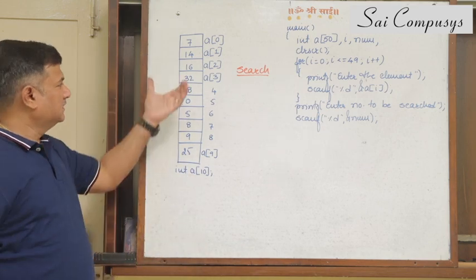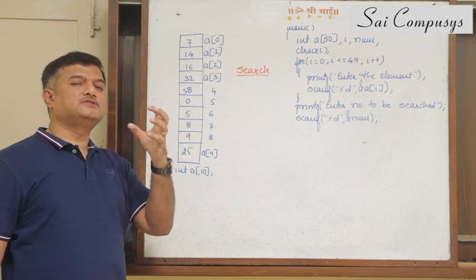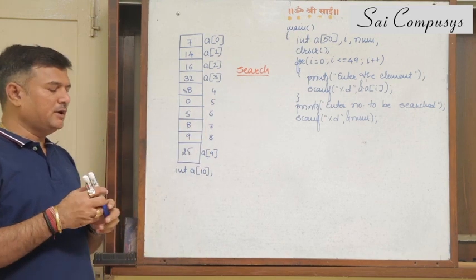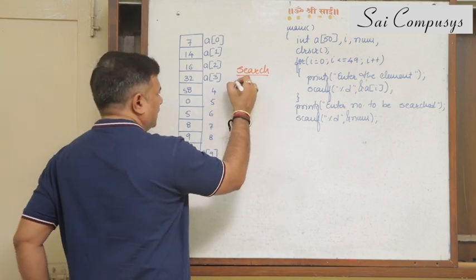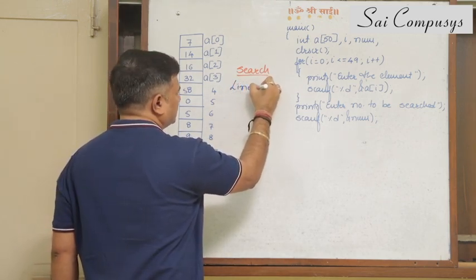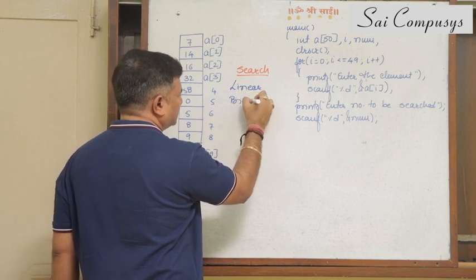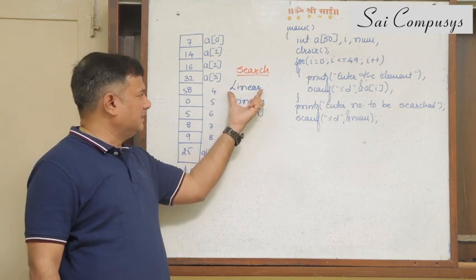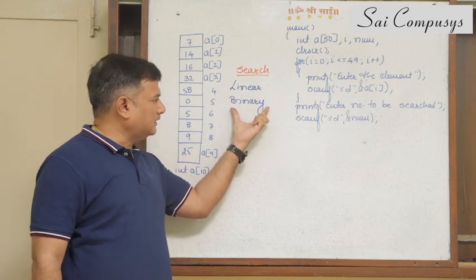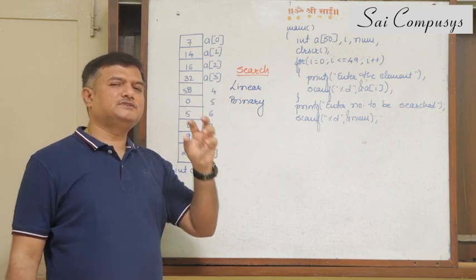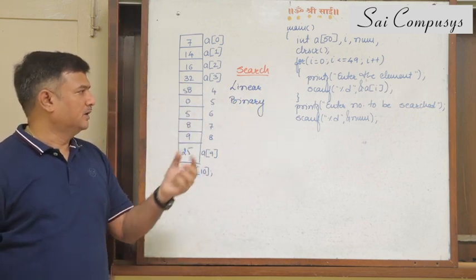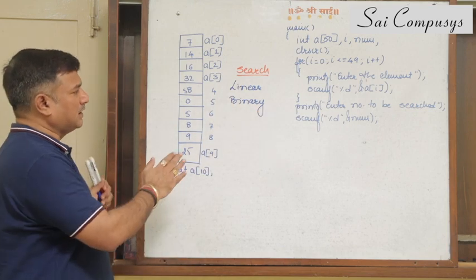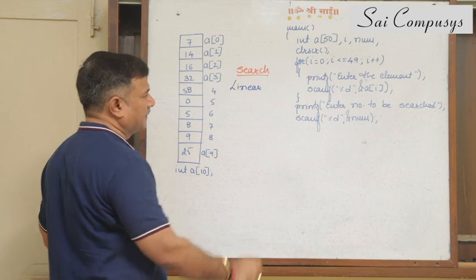Today what we are going to do is, from this array we have to search for a particular element. Now this searching can be done by two methods. One is linear search, another one is binary search. The easiest of the searches is linear search, and if you have a large number of elements out of which the search has to be performed, then we must be using the binary search. So today I will start with this linear search.